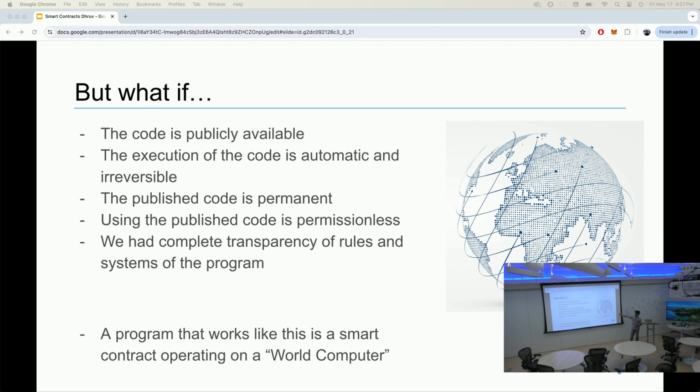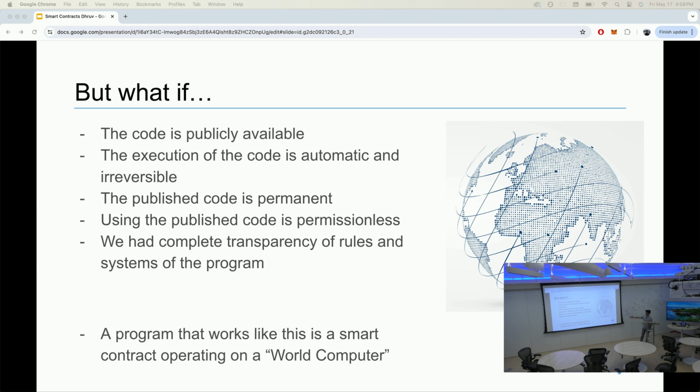And then what if this published code is permanent, so it couldn't be modified at the whims of the people running and developing the code for some company? And what if, instead of being controlled, who's able to run these programs was completely permissionless, so anybody could run this published code? This results in a system where you have complete transparency of the rules and how this program works. If everybody's able to read this code and it executes automatically, everything is completely transparent. Everyone can see how things are going to work and how all these interactions are going to work.